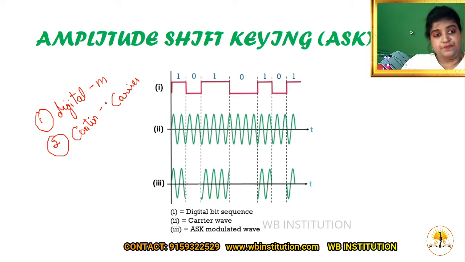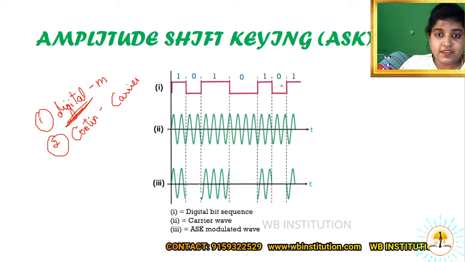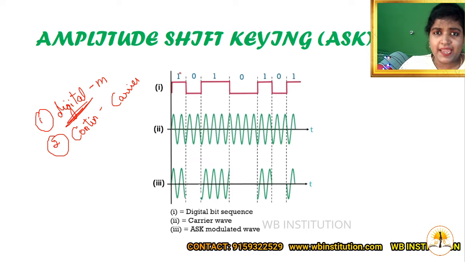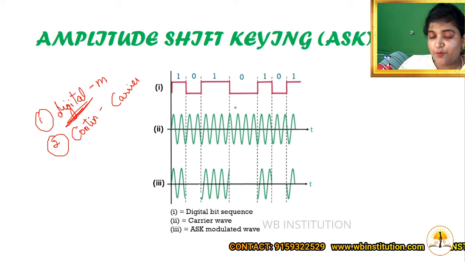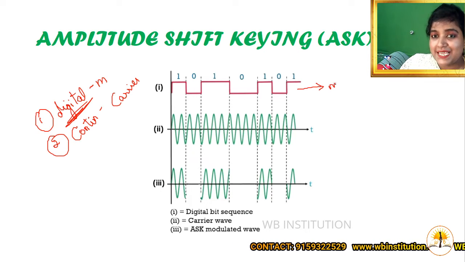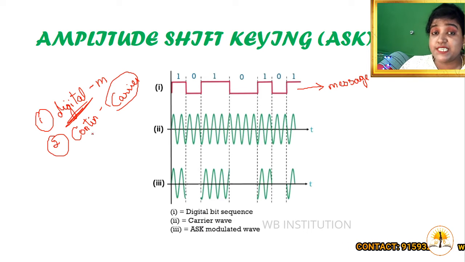Can you see any digital signal in this particular diagram? Yes, that is your first signal. What is a digital signal? In terms of zeros and ones. Can you see any zeros and ones signal over here? Yes. So the first signal is your message signal. You're going to draw your message signal in terms of zeros and ones. Done. The second signal is your carrier signal, which is a continuous signal. Can you see any continuous signal over here? Yes, that is your second waveform. This is going to be your carrier signal.